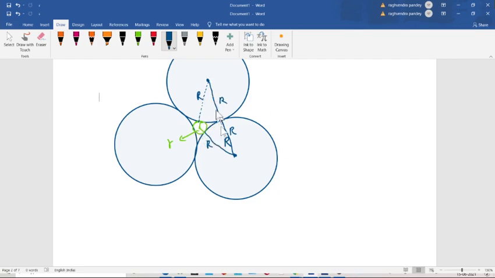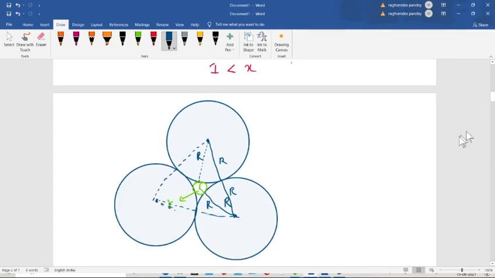So what we are getting is a triangle. Now if I join this with the other centers of the spheres, what I will get is an equilateral triangle like this. It's not exactly equilateral, but you can see that one. So I am getting an equilateral triangle here.